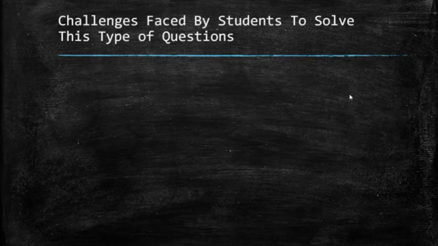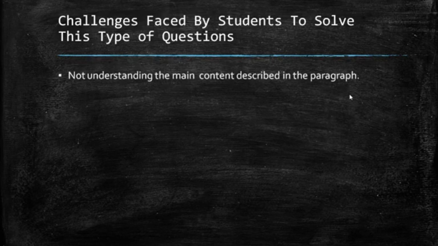Now we will discuss what challenges are generally faced by students to solve this type of question. Not understanding the main content described in the paragraph. Sometimes they discuss two different things, two different attributes in one paragraph. And students generally get confused about which has to be the correct answer. You do not have to get confused with it.